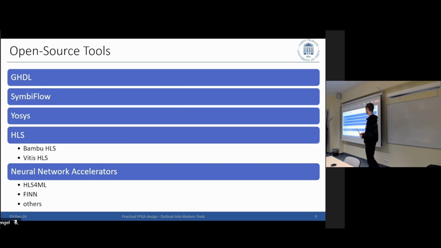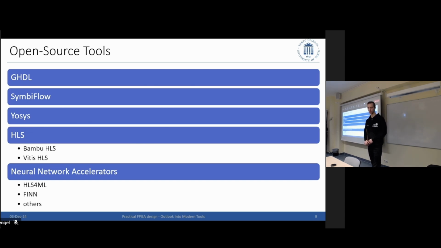SymbiFlow is an almost end-to-end tool chain, which basically takes Verilog code in and takes it all the way to the bitstream. And that will take in the backend tools, the synthesis tools like Yosys, also an open source initiative.